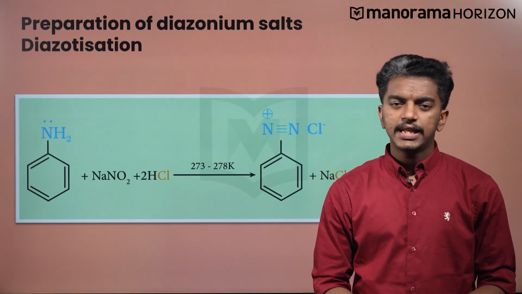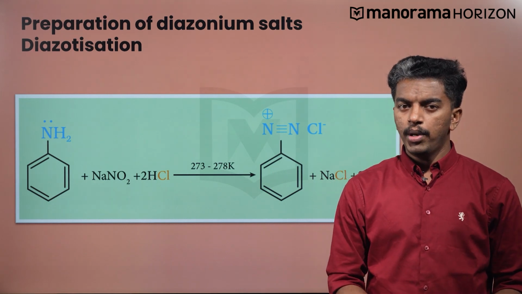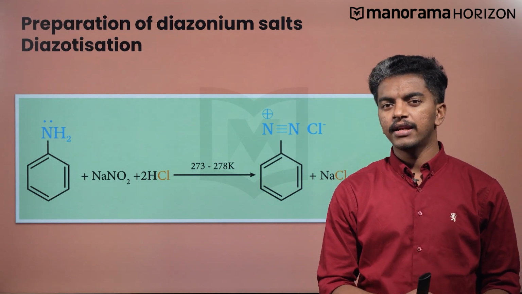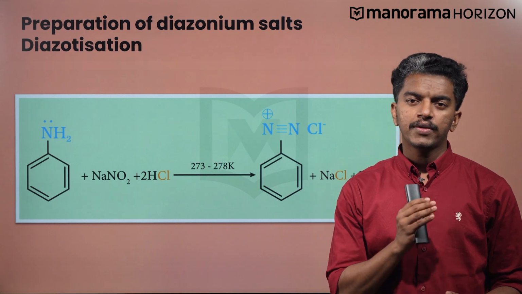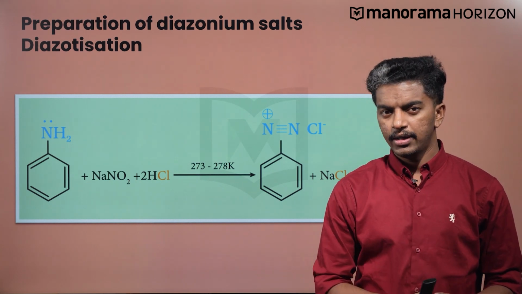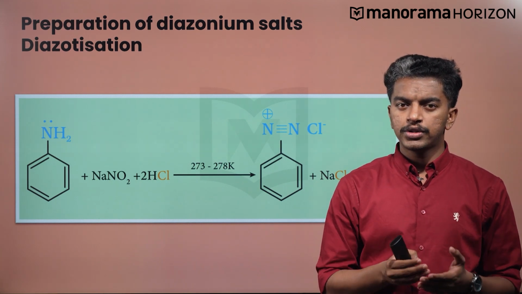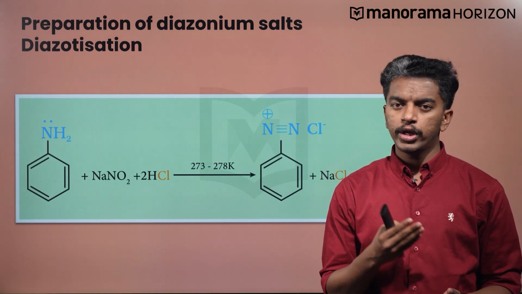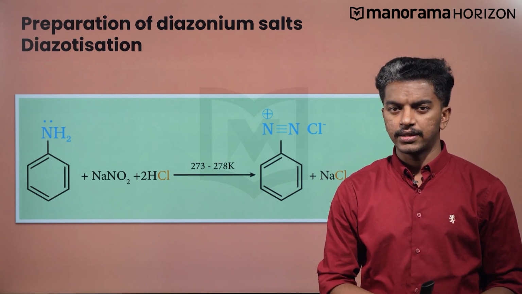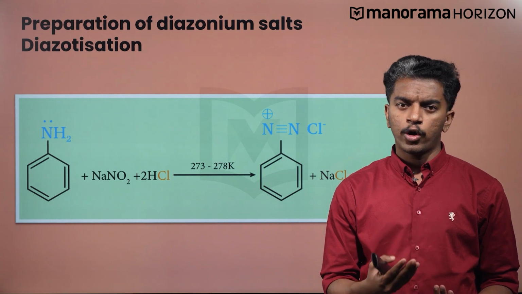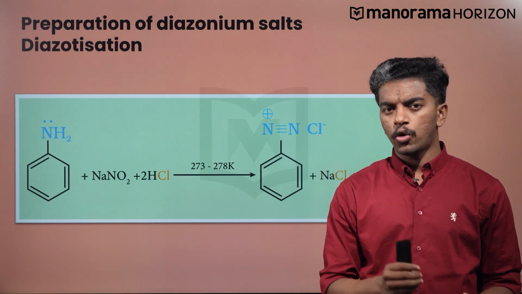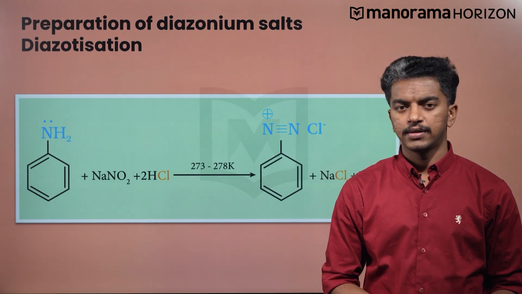Diazonium salts, say benzene diazonium chloride, may be prepared by the reaction of aniline with nitrous acid at 273 to 278 Kelvin. Nitrous acid is produced in the reaction mixture by the reaction of sodium nitrite with hydrochloric acid. This conversion of primary aromatic amines into diazonium salts is known as diazotization.